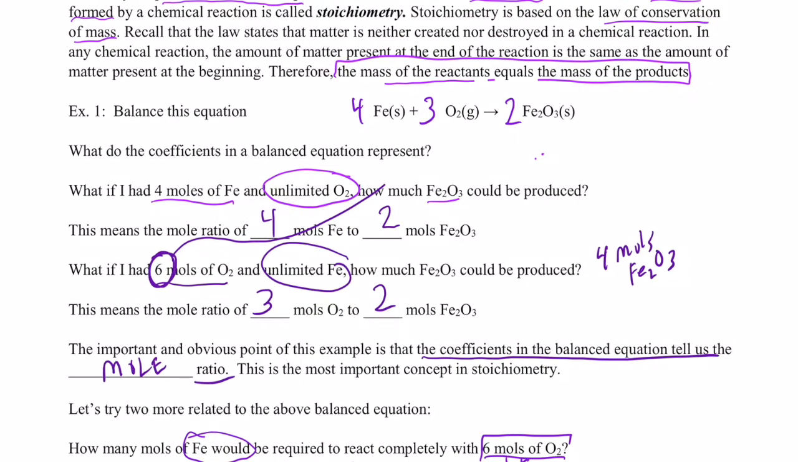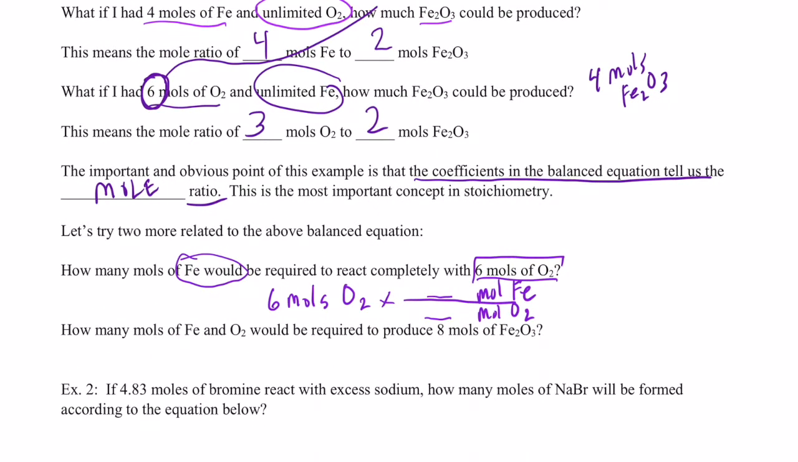Doesn't the balanced equation say for every 3 moles of oxygen, I need 4 moles of iron? So let's use that here. For every 3 moles of oxygen, I consume 4 moles of iron. So now we're out of moles of oxygen, and we will have our answer in moles of iron.